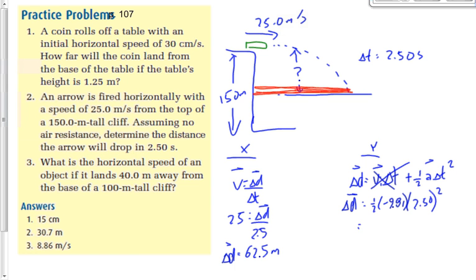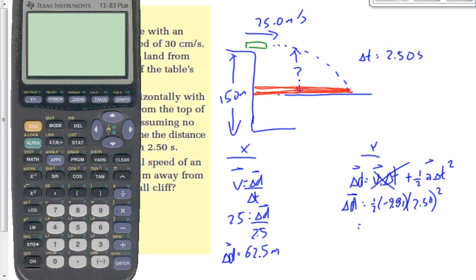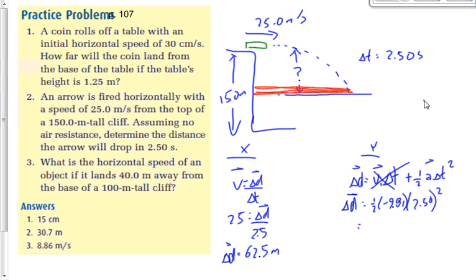So delta D is 1/2 of negative 9.81 times 2.5 squared. 0.5 times negative 9.81 times 2.5 squared equals negative 30.7. That's my answer. The cliff was 150 meters tall or high, but the arrow only fell 30 meters because it only fell for 2.5 seconds.